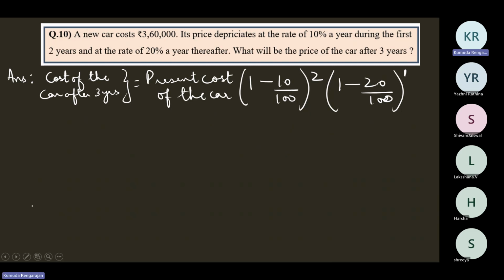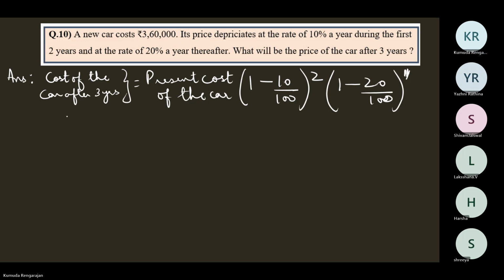So cost of the car. So you know, children, whatever is ahead, that will be the amount. So the cost of the car after 3 years is like the amount, equal to the present cost of the car, the principal, into 1 minus, because it's depreciation, and the rate of depreciation for the first 2 years is 10%. So 1 minus 10 by 100 for the first 2 years. So power 2. And for the third year, don't write power 3. It's not for 3 years. For the third year, it is 20%. So the third year is only 1 year. So the power is 1 here. 1 minus 20 by 100.